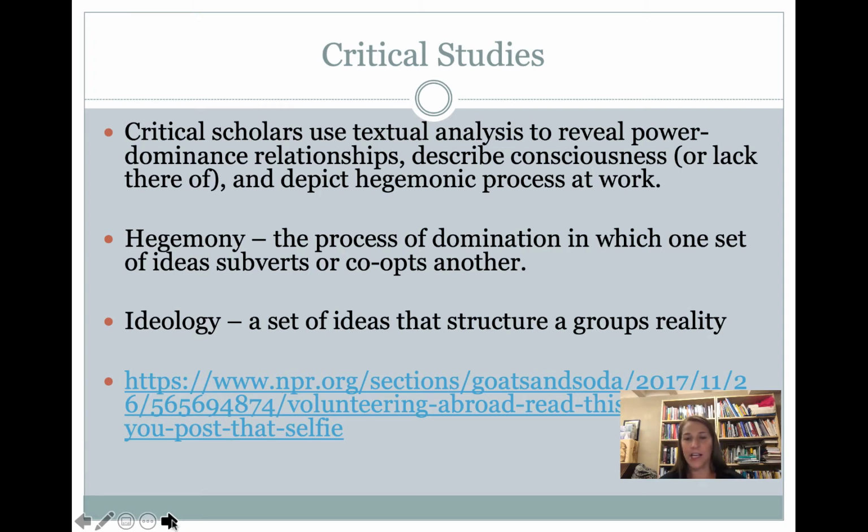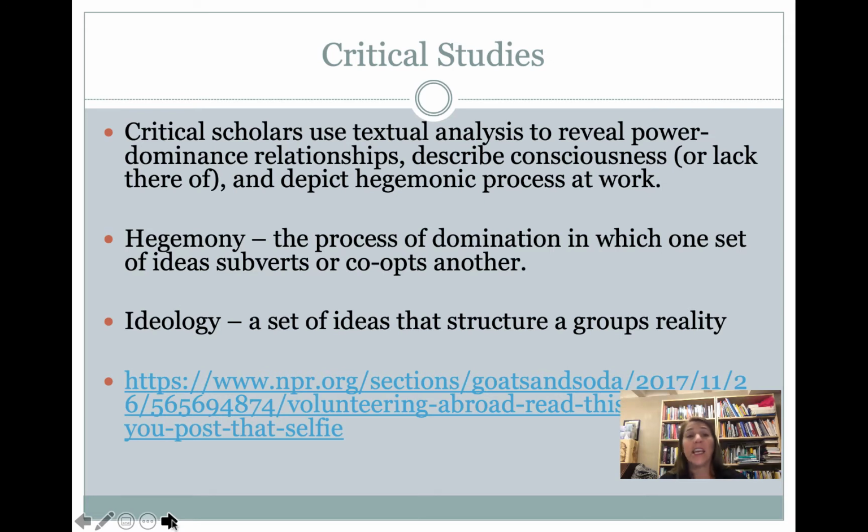So after we usually analyze an artifact, we have to say, why did we analyze that? What was the greater purpose? Great, it's persuasive, but what does it mean in a broader context? So critical scholars use textual analysis, rhetoric, to reveal power dominance relationships, describe consciousness or lack thereof, and to pick out hegemonic processes at work. What does this mean? It's really all about social justice and broader ideals. So we can look at a speech and say, wow, look at the power differences that were revealed. Or are we being conscious of Black Lives Matter? That's a very particular phrase rhetorically. What does it mean? And how does that fit into the critical paradigm of our world and what we value?